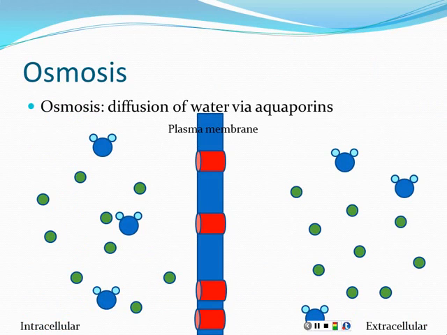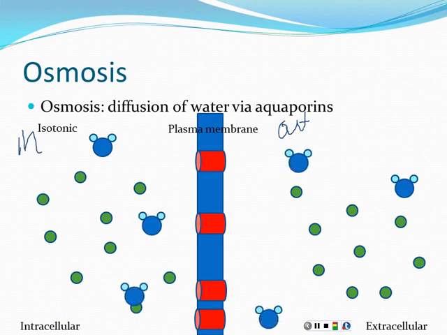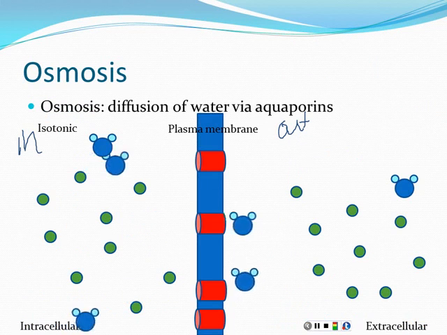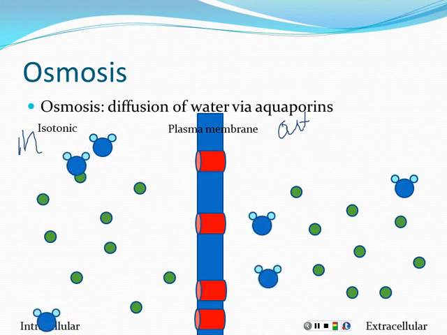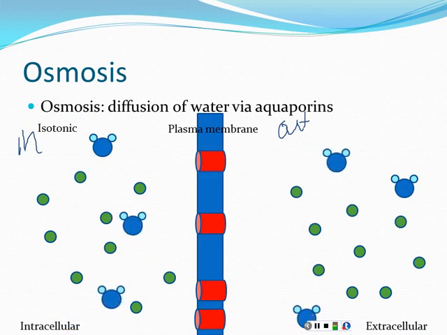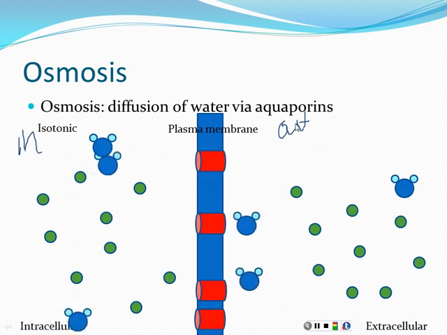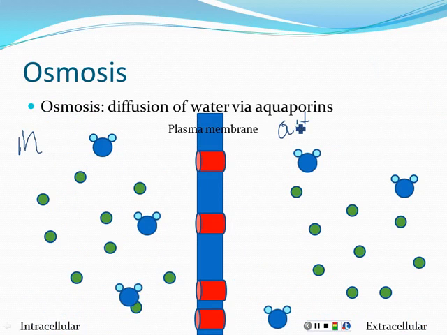Okay, so same case scenario. Over here, what kind of solution are we in? Isotonic. So let's just say this side here is inside and this side is outside. Isotonic because we have equal solutes on either side of the plasma membrane. And so in this case scenario, water will pass through these aquaporins and allow water to pass through the plasma membrane. Once again, we need these proteins, right, for water to pass through because water is polar. Very good.